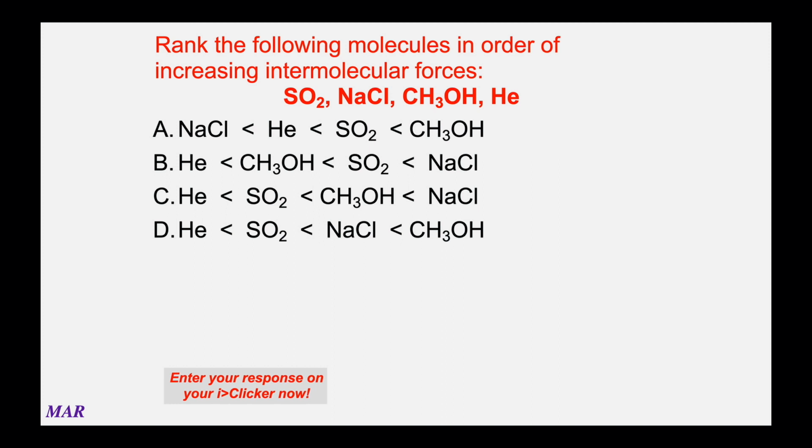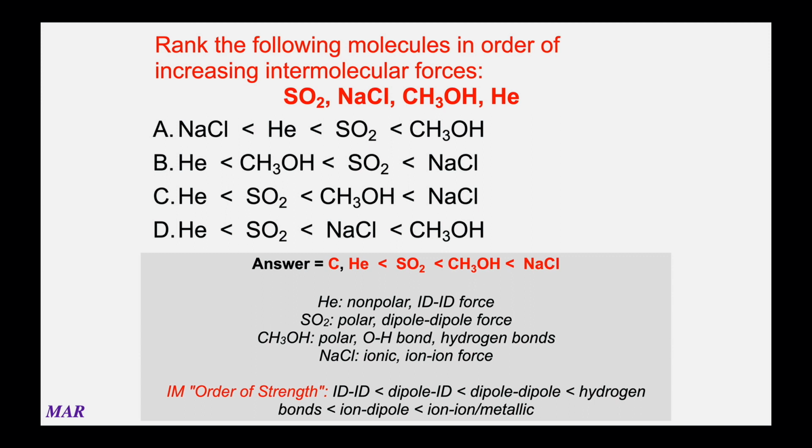CH3OH, we saw in the last problem, is polar with a hydrogen bond. So we would describe CH3OH as being hydrogen bonded. And helium is nonpolar and almost no mass. That's going to be induced dipole. So if you want these compounds and elements in order of increasing intermolecular forces, well, the weakest one's going to be induced dipole, helium. Then we would have polar dipole SO2. Hydrogen bonding would be next with CH3OH, and the strongest one of all, NaCl. If you put down answer C, you are good to go.